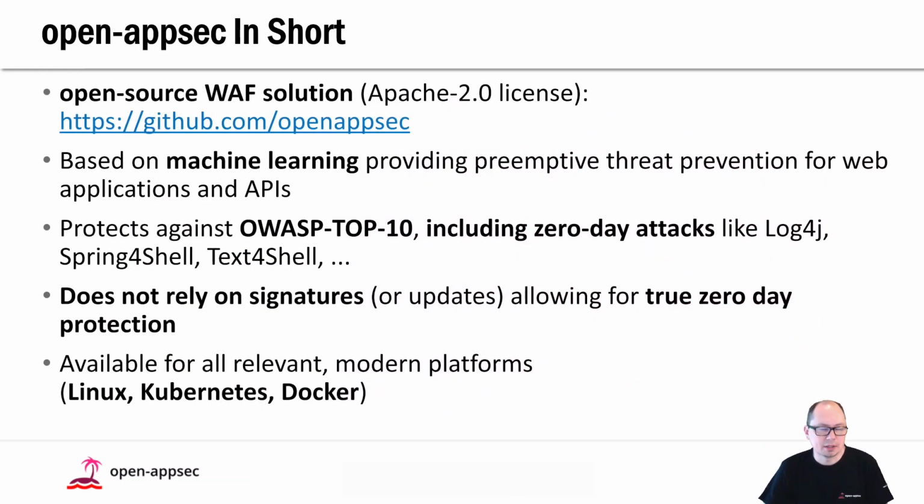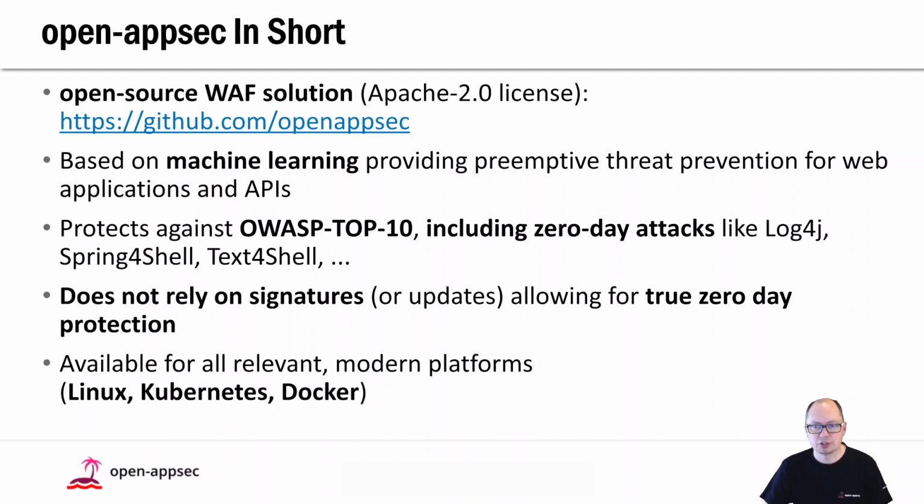So what is open-appsec in short? It's an open source solution, as the name suggests. It's a WAF style solution under the Apache 2.0 license. You find the repository at github.com/openappsec. It's completely based on machine learning to provide you preemptive threat prevention for web applications and APIs. And it can protect your applications and APIs against the typical OWASP top 10 attacks, but not only those, even more.